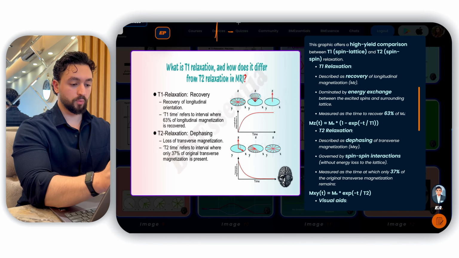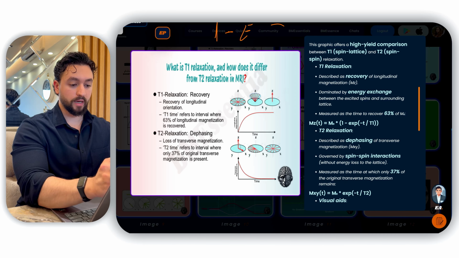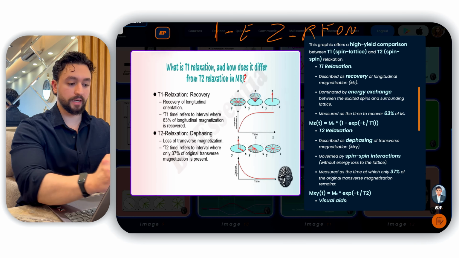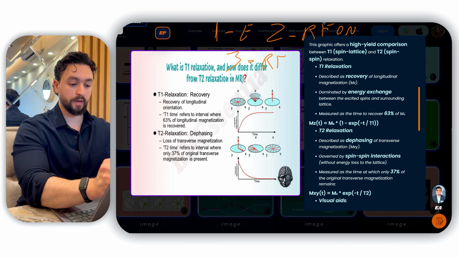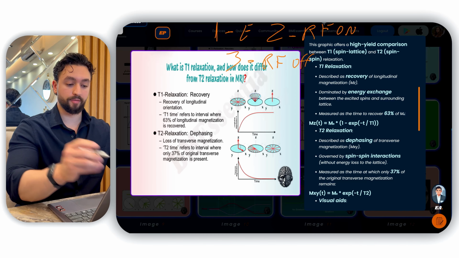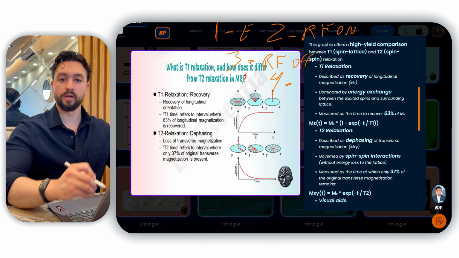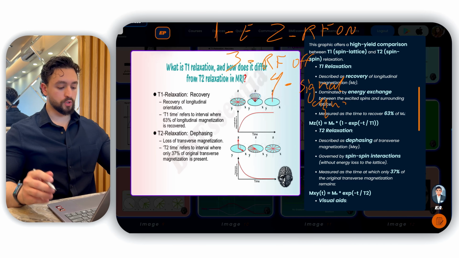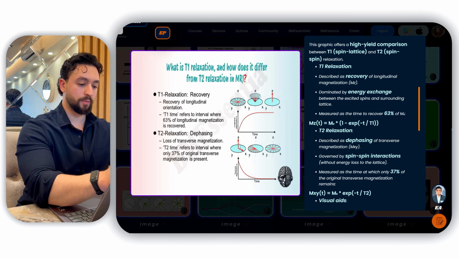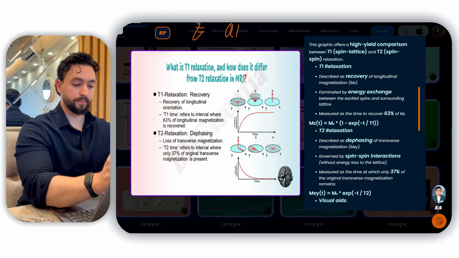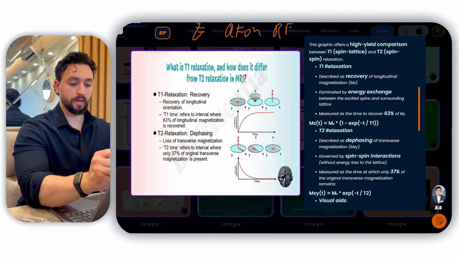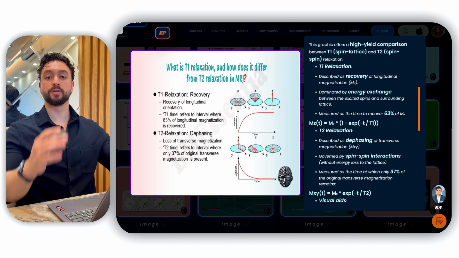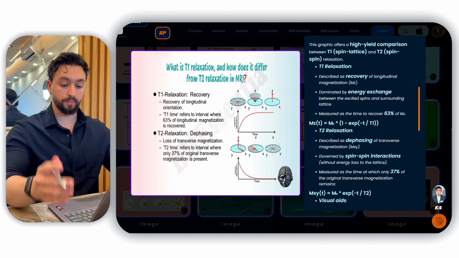We have 1, which is equilibrium. We have 2, which is RF on, RF applied. 3 is RF off, so we cut off the RF frequency. And then 4 is basically signal acquisition. So 4 different parts: equilibrium, RF on, RF off, and then signal. What is happening in every single one of these parts? Let's look at equilibrium first.